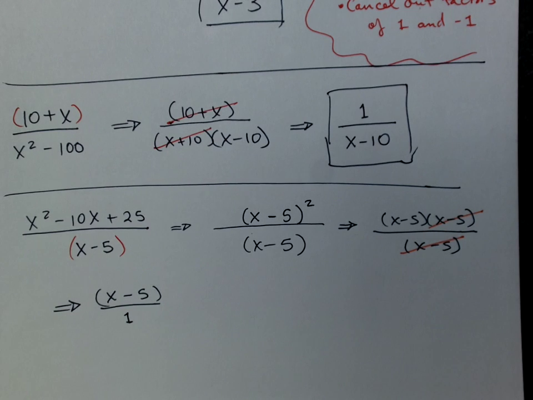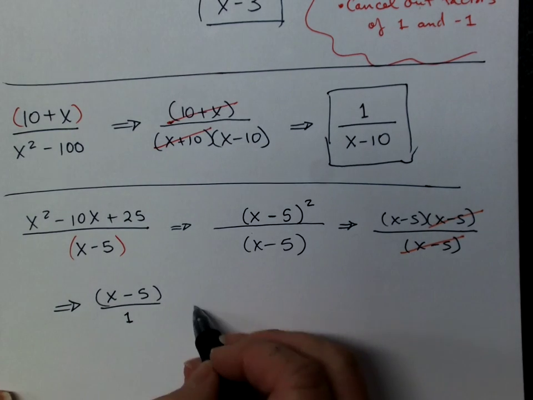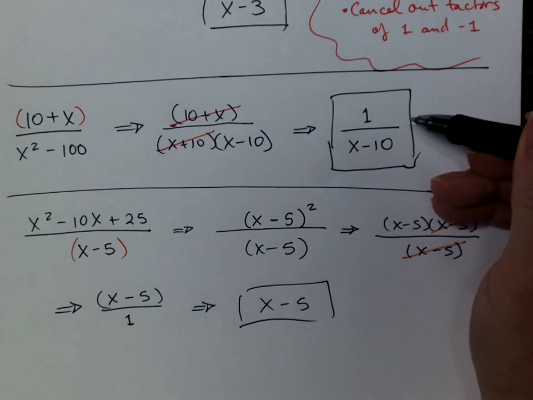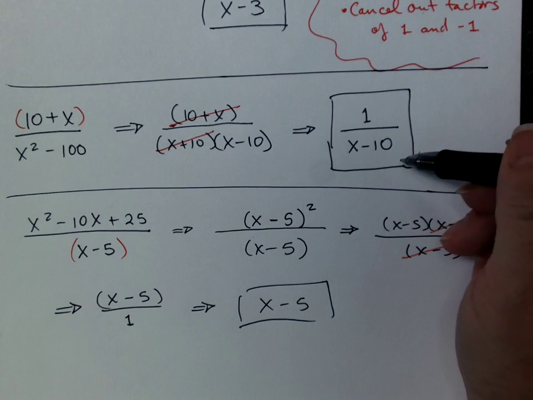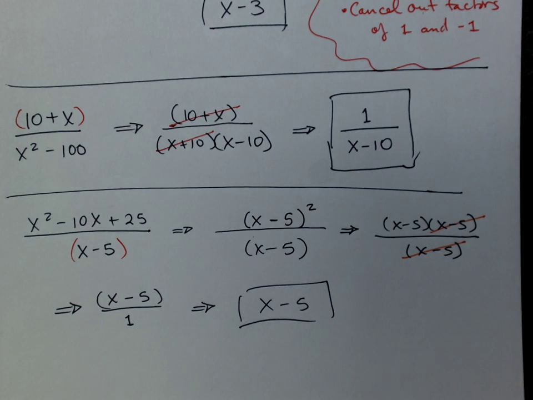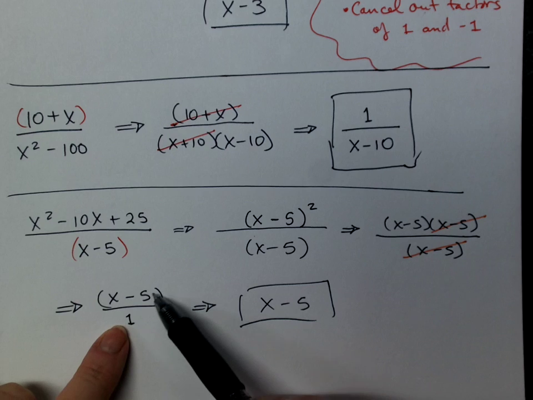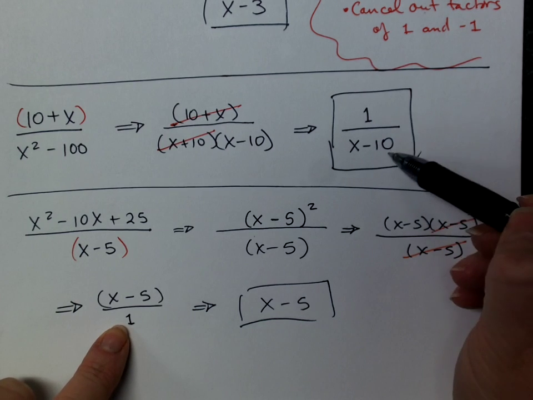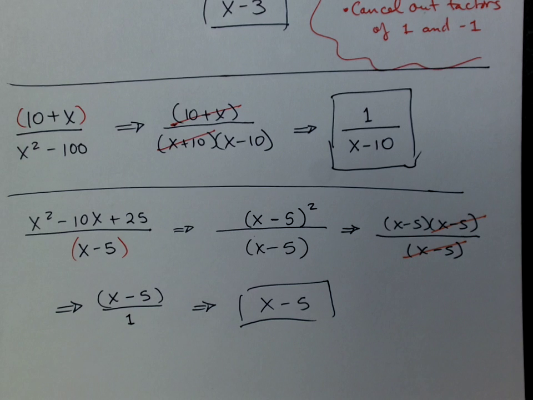Now, do we need to have the 1 on the bottom? No. It's just x minus 5. Now, if the 1 was on top, absolutely we have to keep it, because x minus 10 is not the same thing if you write it on top. It changes the value. Just like 8 and 1 over 8 are not the same thing. As long as the 1 is not on the bottom. If you think of it in terms of numbers, if you had 8 over 1, that's the same thing as 8. But if you had 1 over 8, that is not the same thing as 8.